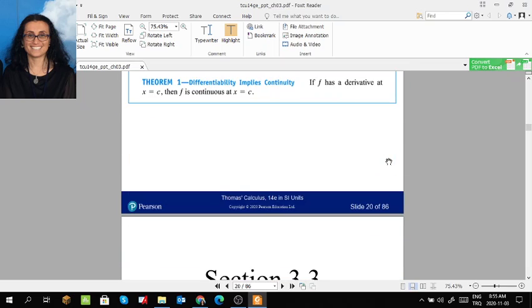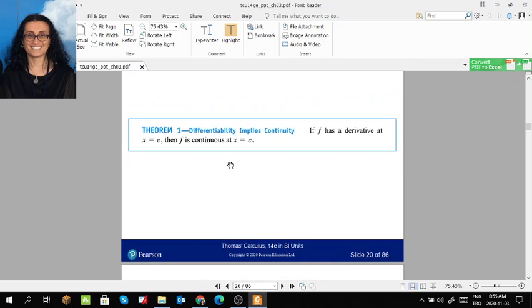And this theorem 1 is important. Differentiability is always stronger than continuity. So if a function is differentiable, it is automatically continuous. This theorem says that if f has a derivative at x is equal to c, then f has to be continuous at c. This is a nice theorem because it makes your job easier: if you can first determine a function is differentiable, you don't have to worry about the continuity at that point.